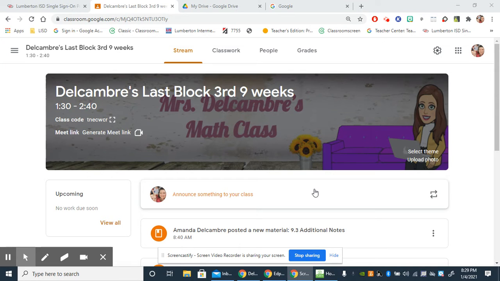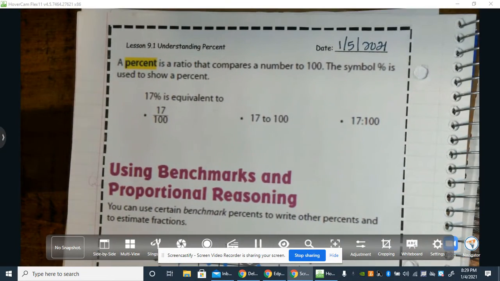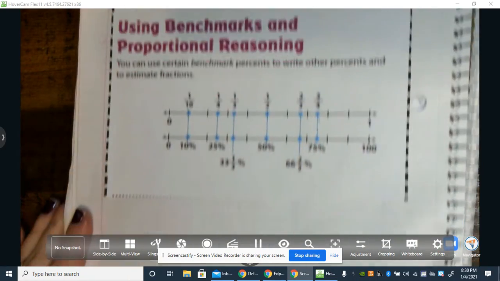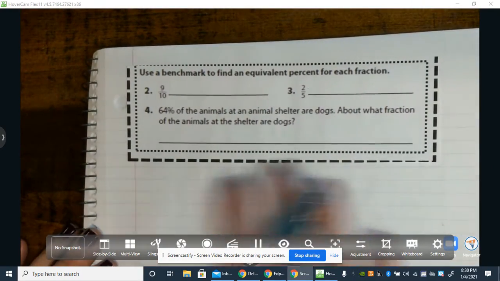So today is the 5th, and we're going to be going over lesson 9.1, Understanding Percents. You'll need to make sure that you have your notes out, the ones that start with Understanding Percent. I cut off that bottom section, glued the first top part into my journal, and then glued the second part on the second side, because we're going to do some writing down here at the bottom.